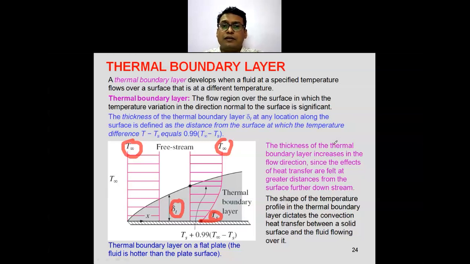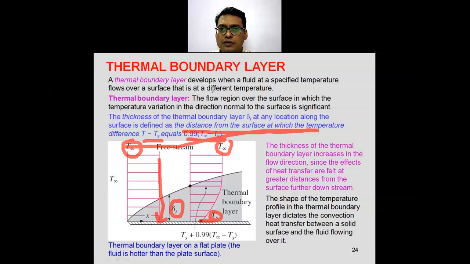With this temperature difference, the thermal boundary layer is the flow region over the surface in which the temperature variation in the direction normal to the surface is significant. So this temperature variation is significantly observed. Now the thickness of this thermal boundary layer, delta T, at any location along the surface is defined as the distance from the surface at which the temperature difference T minus Ts equals 0.99 times T infinity minus Ts.